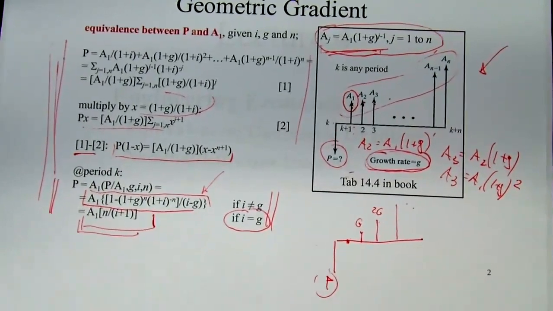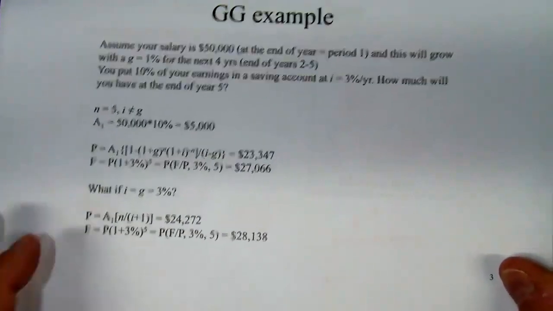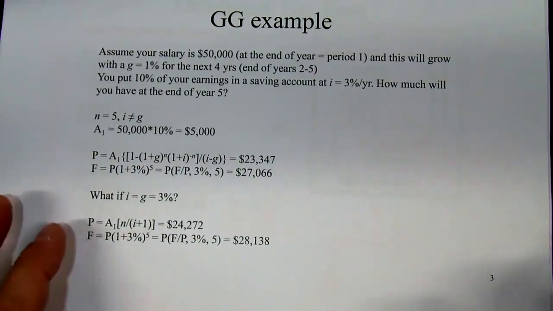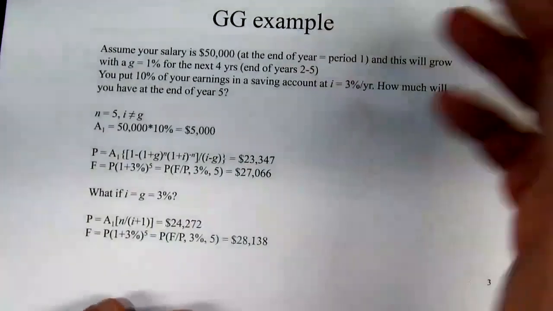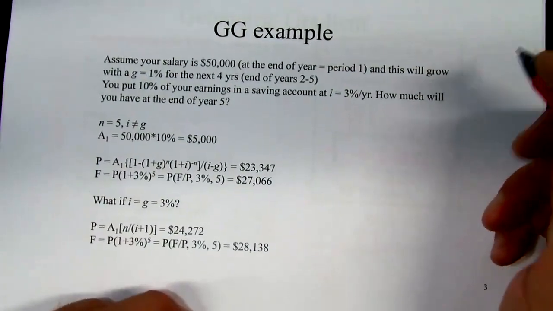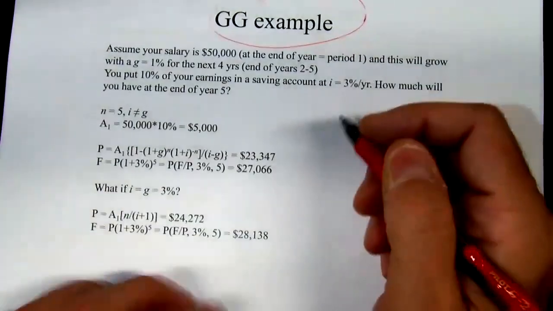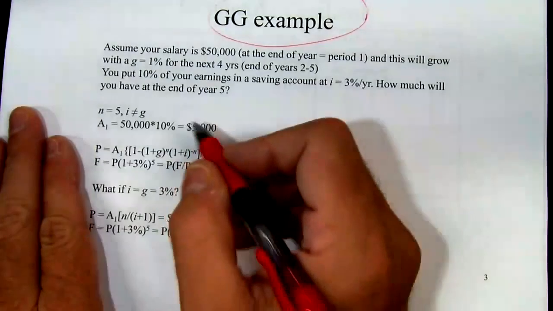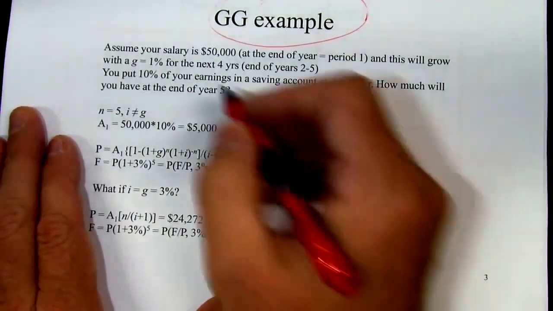Let me give you an example of this. I don't know whether I gave you the example in the draft PDF or not. In any case, if I didn't, I will post it later, okay? Geometric gradient example. So also put into context. See it as if you were yourself. Okay, assuming you get a job.